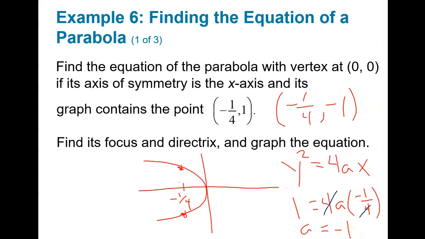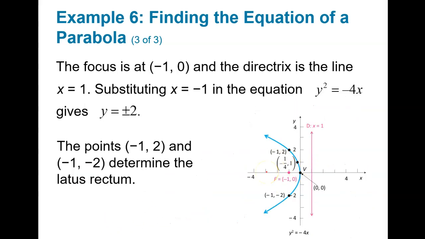So if a equals -1, that means the equation is y squared equals -4x. All right, a being -1, that means that we have a focus at -1. Our directrix is x equals 1. And technically the latus rectum here, because the number in front of x is 4, we would go up 2 and down 2 to get those points on the latus rectum. All right, and so there is our graph of our parabola.